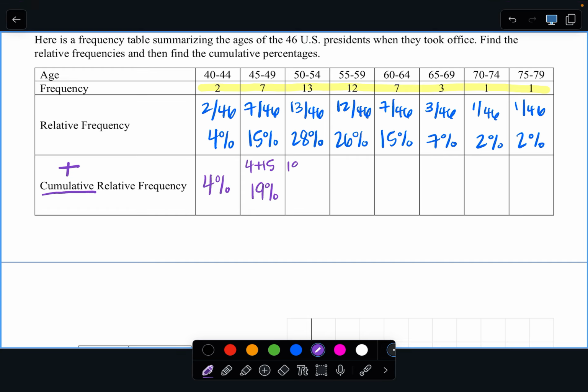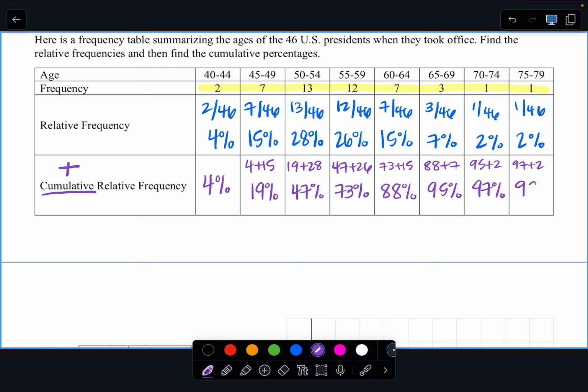And then I kind of work my way up. I have the 19. I'm adding in 28. So that's going to give me 47%. I have 47. I'm adding in 26. That's going to give me 73. And you should start to make your way up to 100%. 88. 88 plus 7, 95. 95 plus 2, 97. And 97 plus 2, 99.